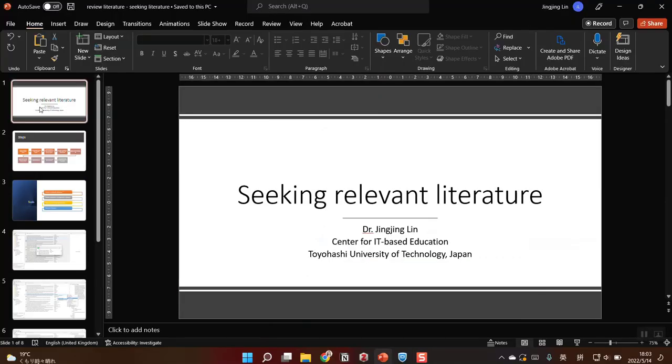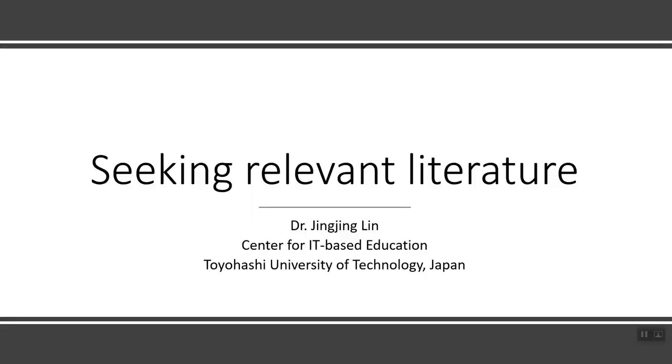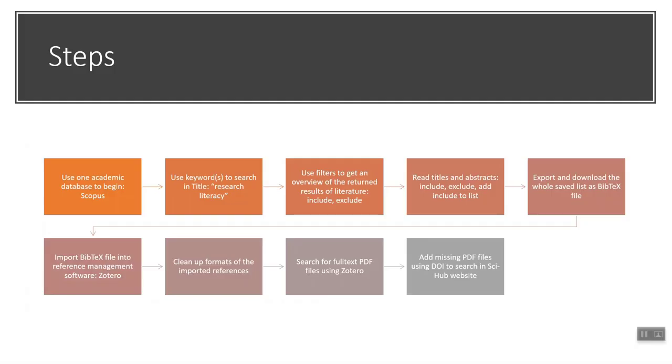Let's start. First, I am going to show you some basic literature searching workflow. First, you have to identify one academic database that is quite commonly used in your domain. For instance, I use Scopus quite a lot, so in this presentation I am going to use Scopus to demonstrate.